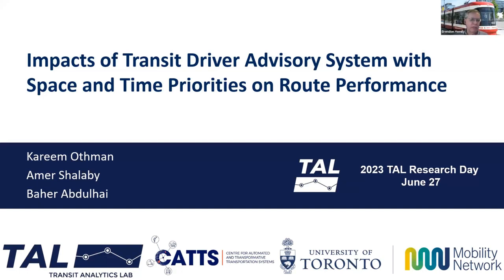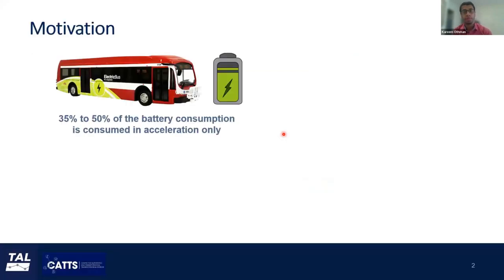Yeah, that's good. Thanks. All right, thank you, Brendon. So in this presentation, I will talk about the transit driver advisory system and the main benefits of having this system in our transit. I will start quickly with the motivation. It has been frequently reported in the literature that around 35 to 50% of the battery consumption is consumed in accelerations only, and this is when we talk about electric buses. So when we talk about accelerations, we can say stop and go events. So 35 to 50% of the energy is really consumed in the stop and go events.